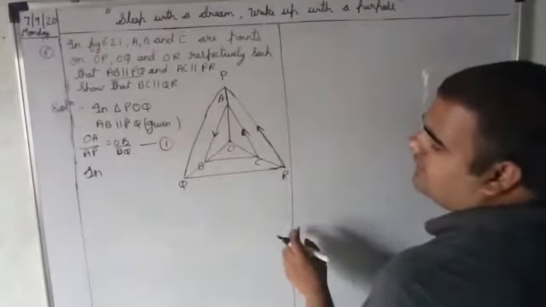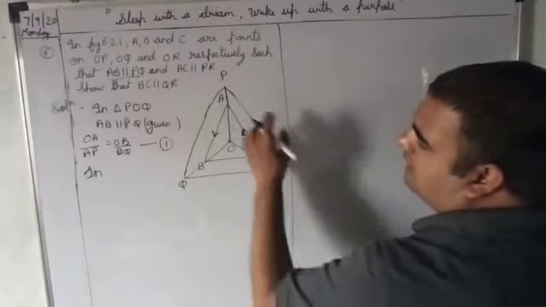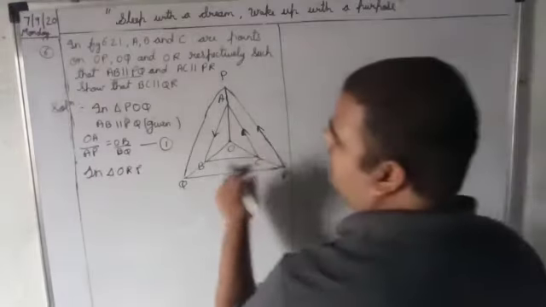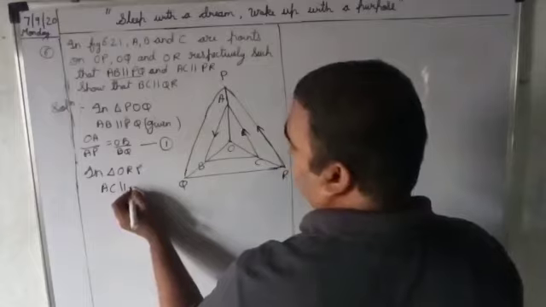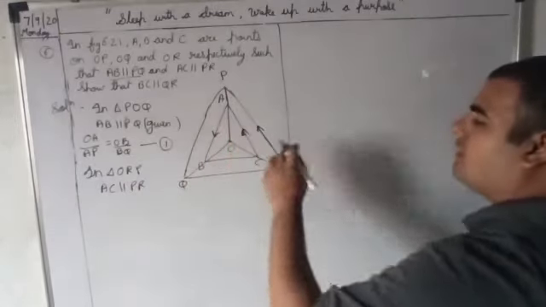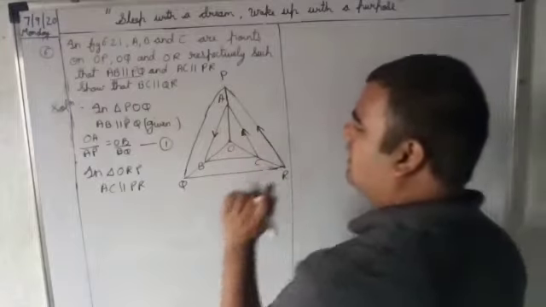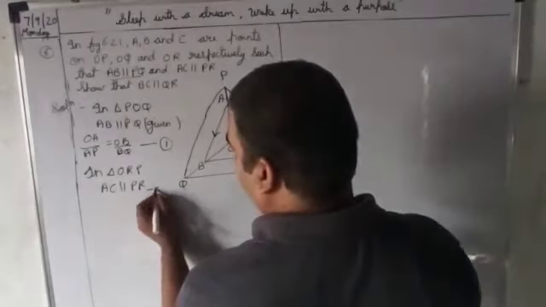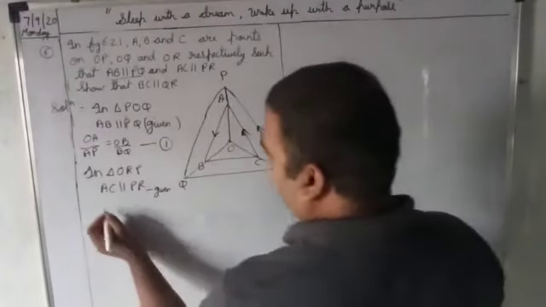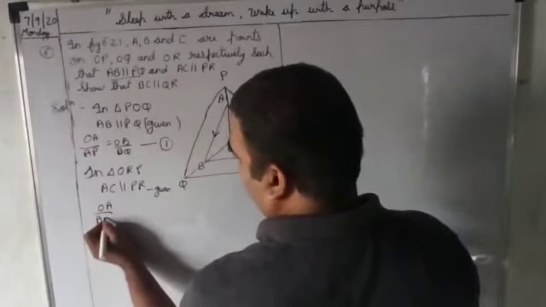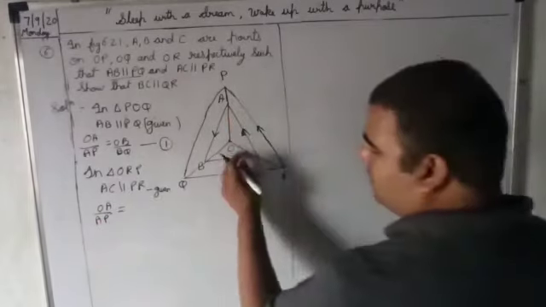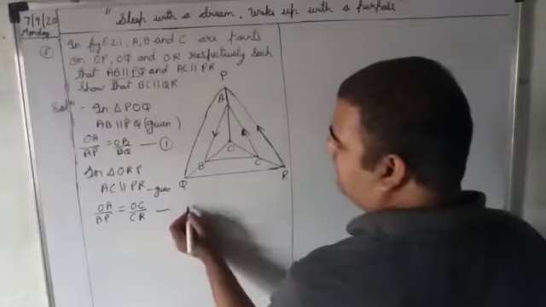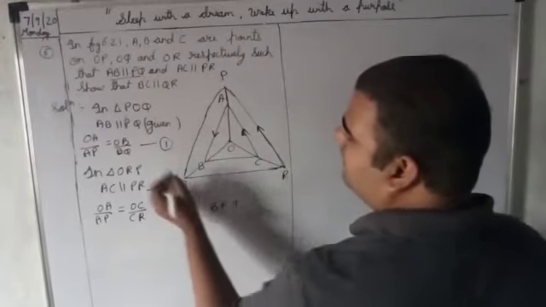Next triangle you will take. AC is parallel to PR. Which triangle? In triangle ORP, AC is parallel to PR. So again BPT, it is also given. So we can say OA upon AP equals OC upon CR. Reason, this is also by basic proportionality theorem.